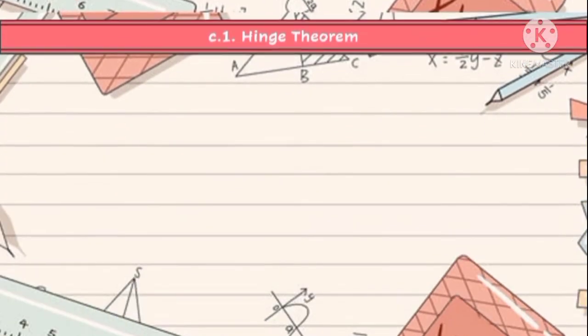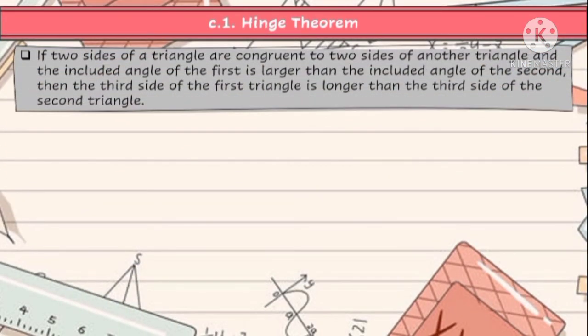The Hinge Theorem. It states that if two sides of a triangle are congruent to two sides of another triangle and the included angle of the first triangle is larger than the included angle of the second triangle, then the third side of the first triangle is longer than the third side of the second triangle.